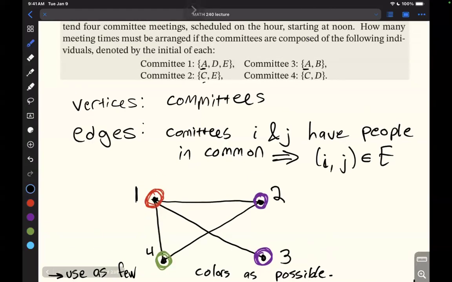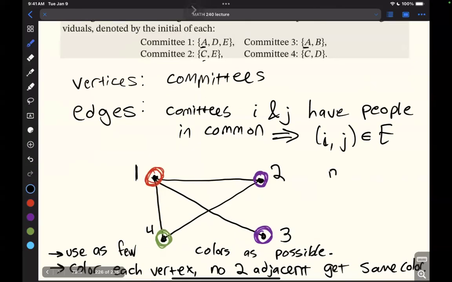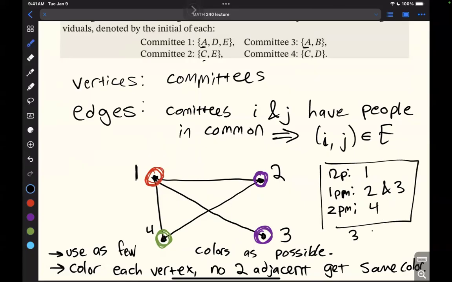So let's see. On the hour starting at noon, we can say that 12 p.m. is committee 1. We could say that 1 p.m. is, I don't know, 2 and 3. And then 2 p.m. can be committee 4. And so there's 3 slots that are needed. And now we have answered the question. We've said, here's how many slots are needed. And then, for example, you could choose 1 by itself, 2 and 3 by itself, and then 4.